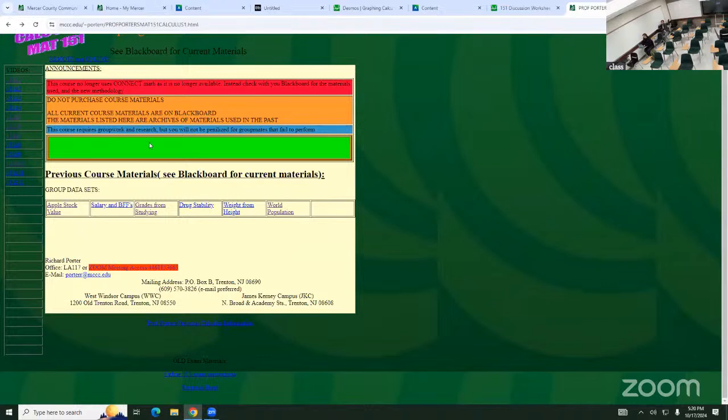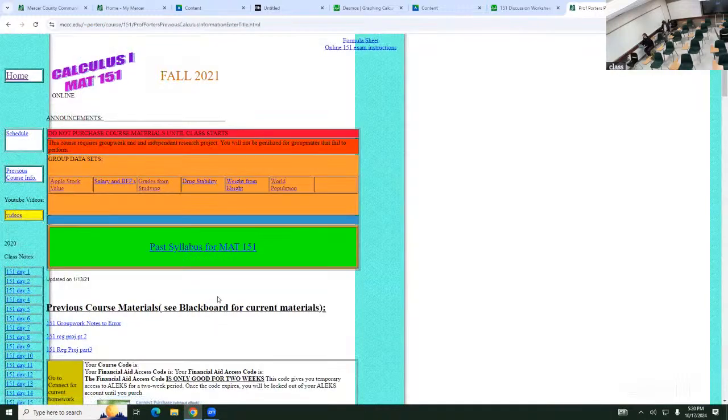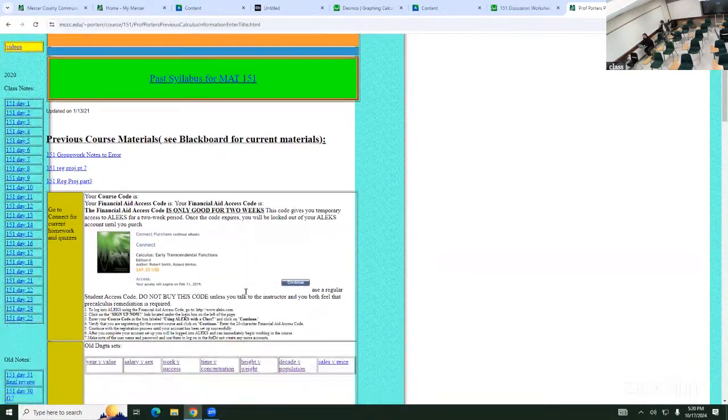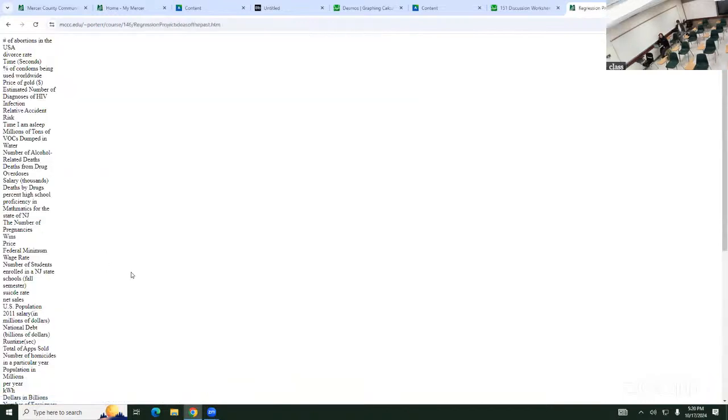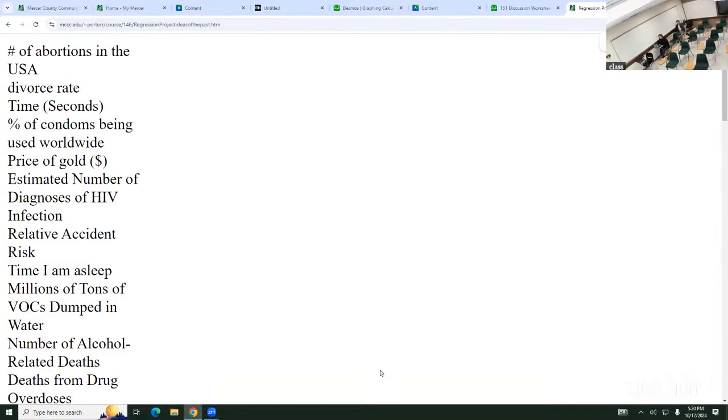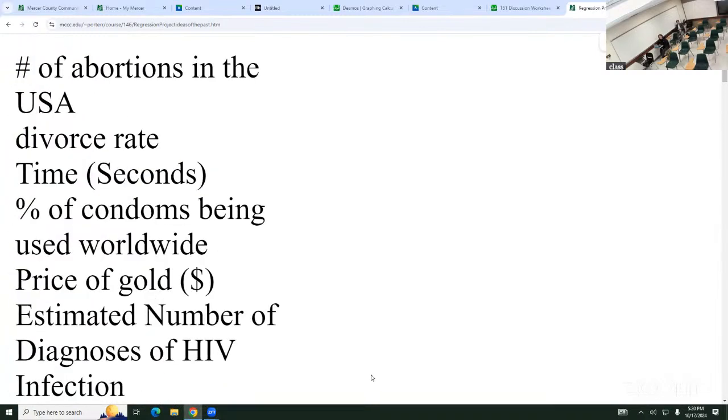Okay, but somewhere in here I have old materials. Okay, regression projects, ideas from the past. You can steal the idea, but you have to get the data. Oh yeah, you have to get the data down. That's so much easier than you think.